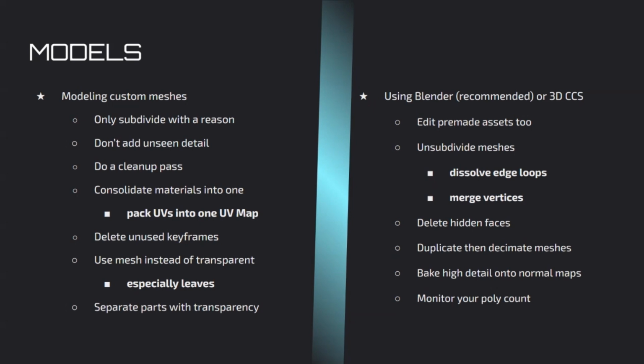Menu option is dissolve edge loops, and that will just cleanly remove the whole loop, the whole contiguous edge to edge loop. And you'll be surprised how many edge loops in other people's models don't need to be there. And then merge vertices where you can, delete hidden faces. Like I said, you don't need the underneath of a sofa. Duplicate, if you're scared about, oh, what if I break this? Duplicate your mesh and then do stuff to it.